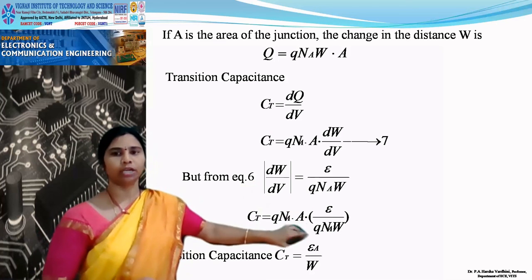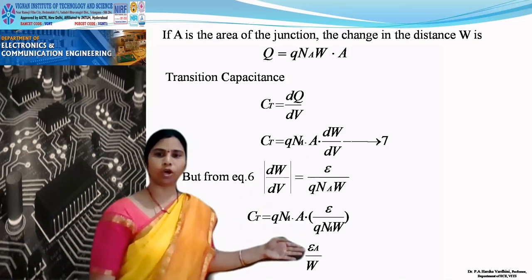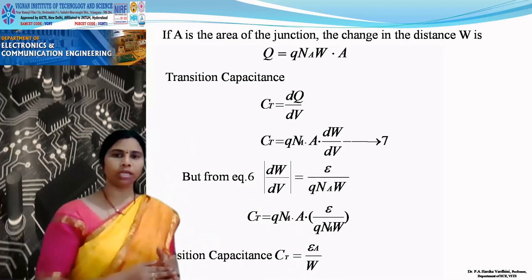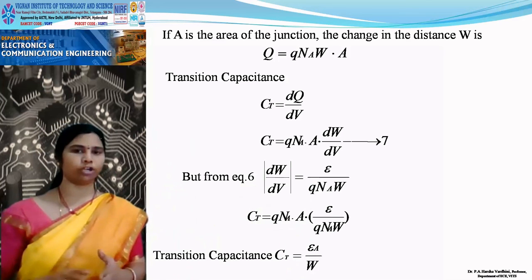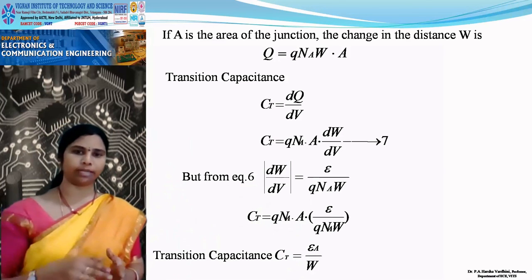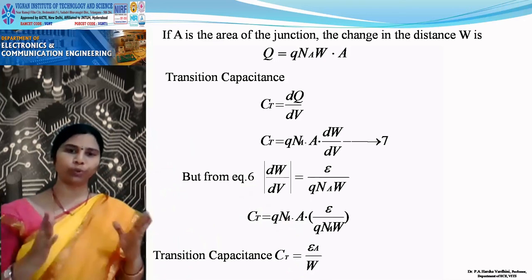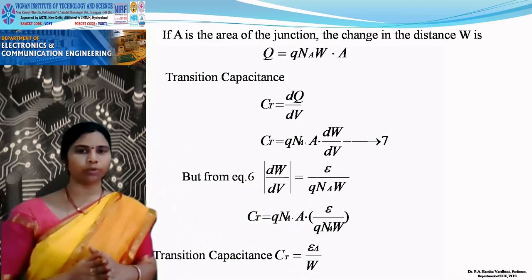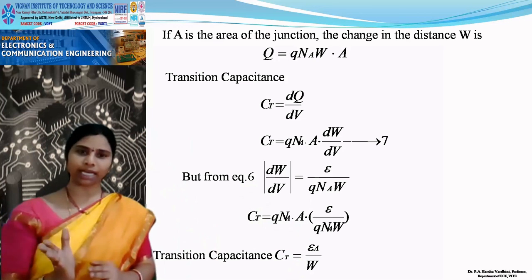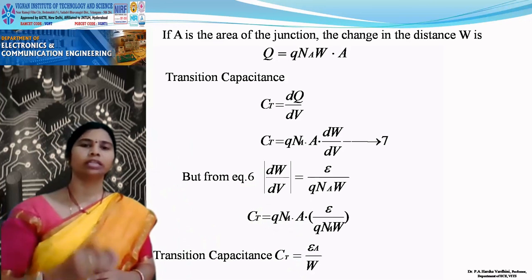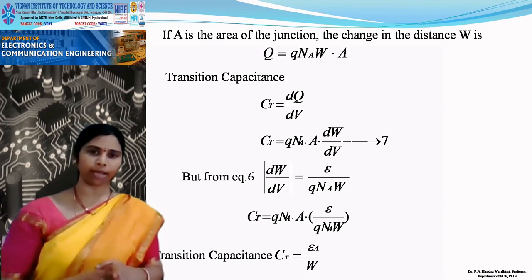When you substitute it, QNA gets cancelled. Leftover terms are epsilon A by W. So epsilon is epsilon R into epsilon naught, which is relative permittivity times absolute permittivity. A is the area of the depletion layer, that means the field in between the capacitance plates, the two ends of the depletion layer. W is the width of the depletion layer. So as the width of the depletion layer increases in a reverse biased diode, the transition capacitance decreases. This is about transition capacitance.